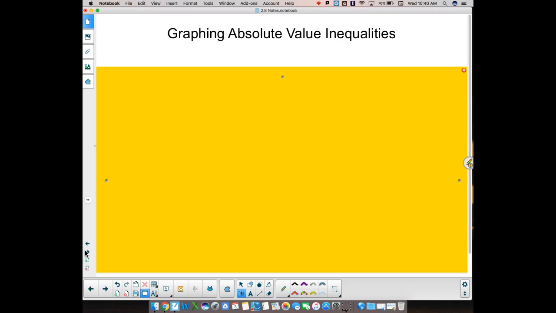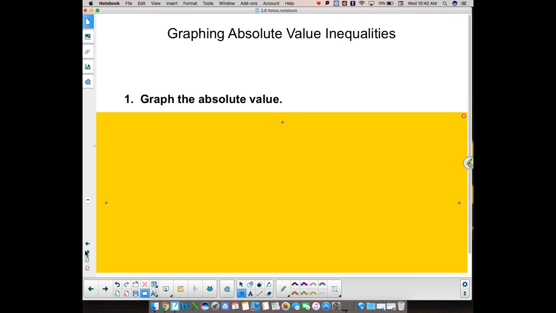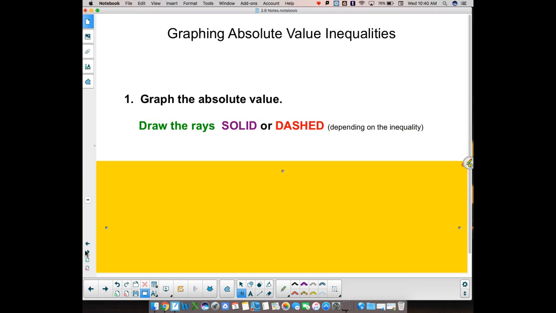Absolute value inequalities are done exactly the same way. First thing we're going to do is graph the absolute value. If you are a T-chart method, finder of the V type method, you do that. If you are a find the vertex because it's in standard form, then you do that. And then the left side slope is opposite of A, right side slope is positive A. So we get that. Again, we have solid and dashed lines based upon our inequality.